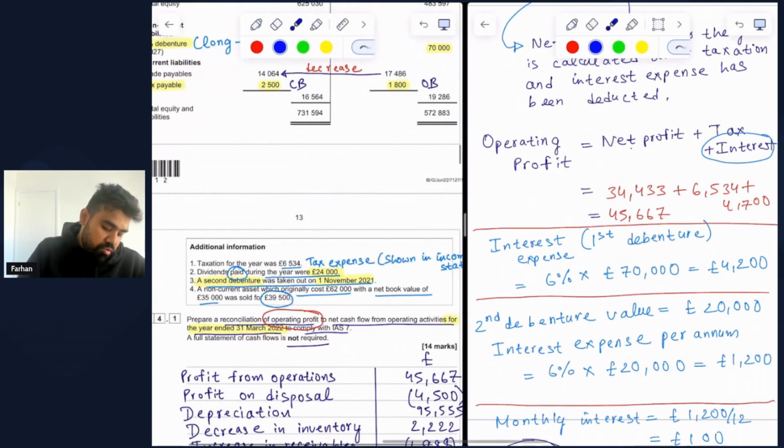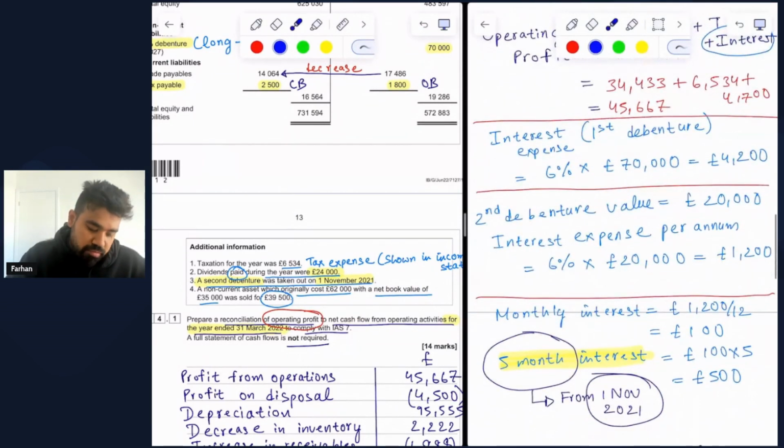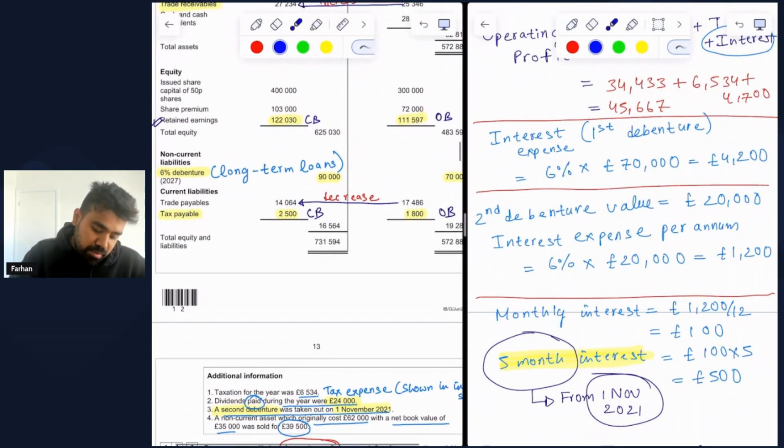Now, if you check the additional information, we have some extra information there for a second debenture. Point number 3: a second debenture was taken out on 1 November 2021. So it was taken at some point during the current financial year ending 31 March 2022, and therefore will not be expensed for interest purposes for the entire year, but for the months that this debenture was in use within the business.